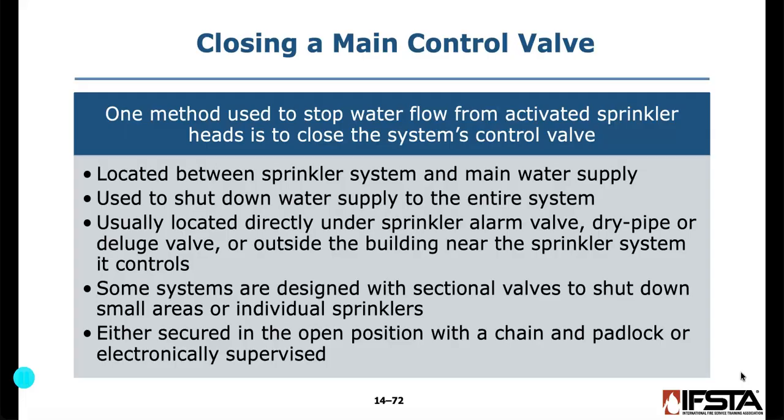Some systems are designed with sectional valves to shut down small areas or shut down individual sprinklers. Some you have to shut down the entire system. It really depends. You'll want to become familiar with that. And these are either secured in the open position with a chain or padlock, or they're electronically supervised. So the valves are open, you have a chain or a padlock on it so that you can't turn those without breaking them, or it has an alarm device which is electronically supervised. So if there's a disruption in that water flow because you shut that valve off, it's going to send a trouble signal to the alarm panel.